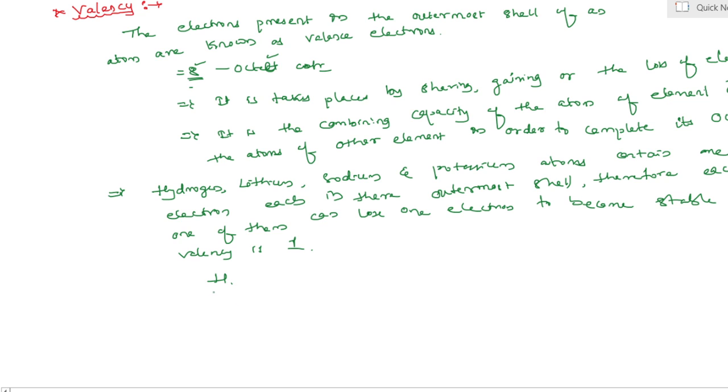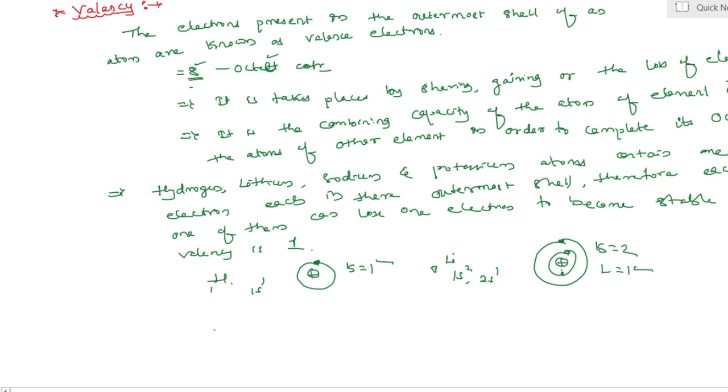For example, hydrogen, 1s1. In the K cell only one electron is present, and if one electron is lost, hydrogen valency is 1. And the second one is lithium, Li 3, 1s2, 2s1. Nucleus, K cell and L cell. K cell has 2 electrons, and in the L cell only 1. It means the valency of lithium is also 1.